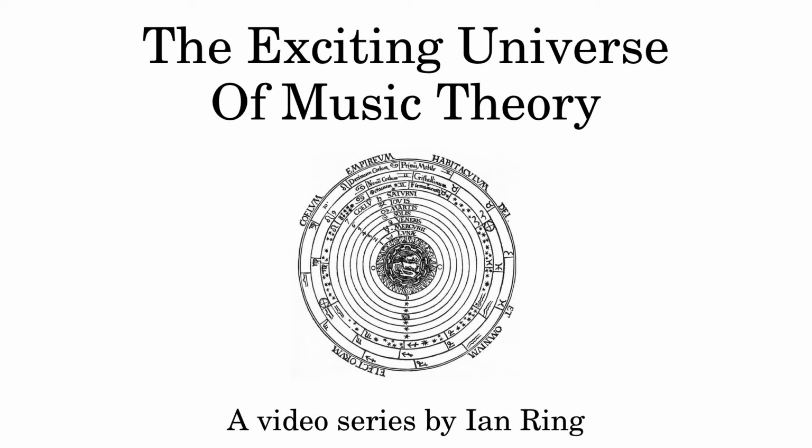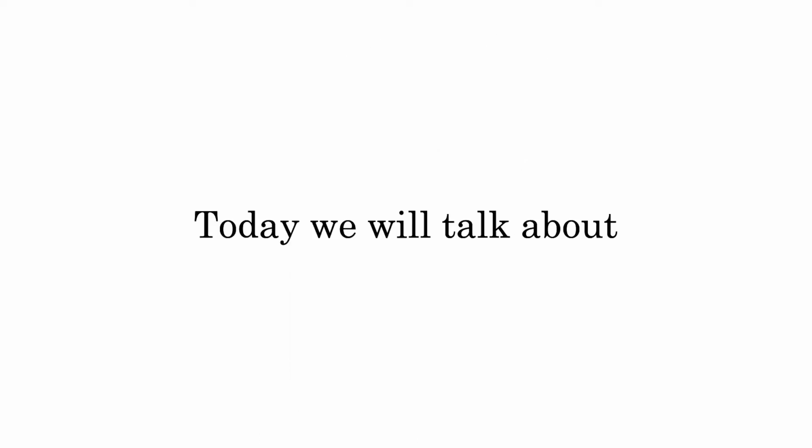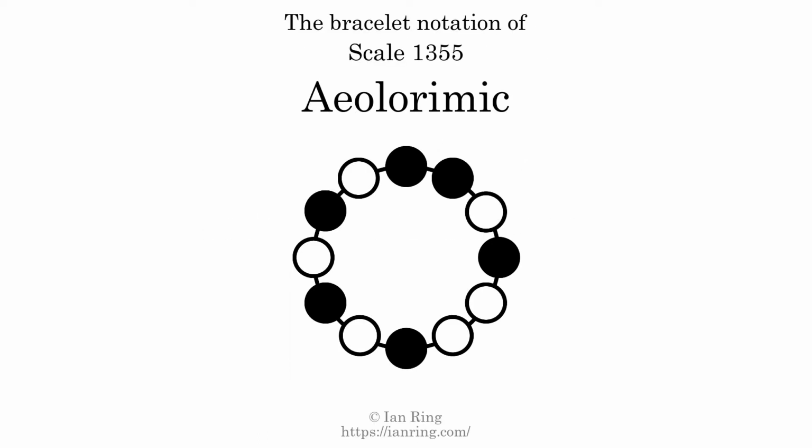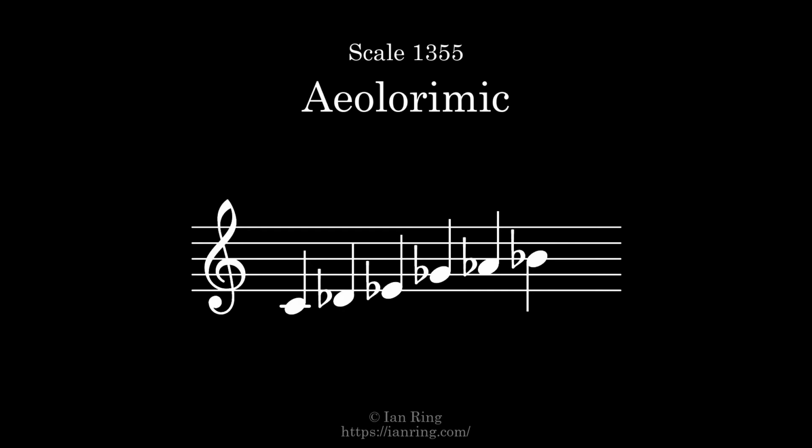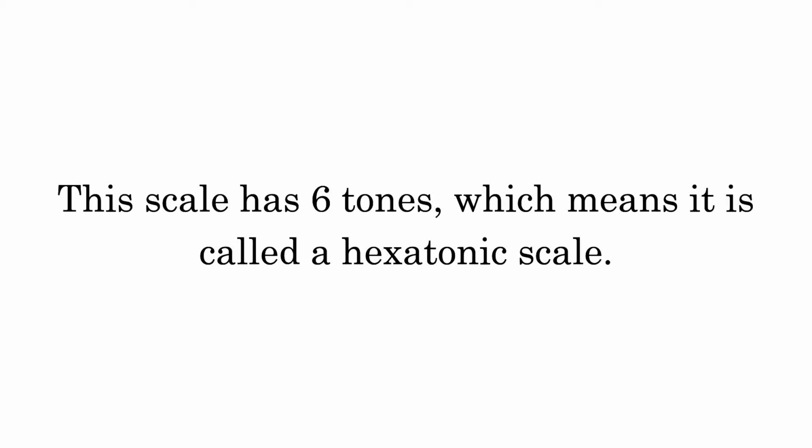Welcome to the exciting universe of music theory. Are you ready to learn? Then let's begin. Today we will talk about scale 1355, Aeolorimic, which sounds like this. This scale has 6 tones, which means it is called a hexatonic scale.